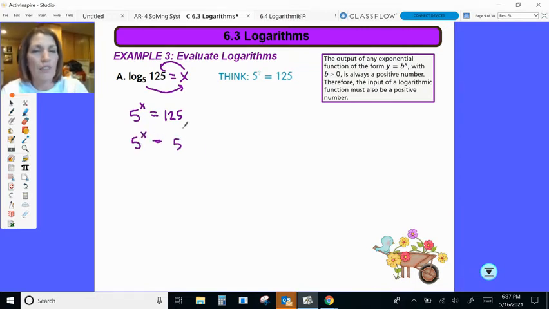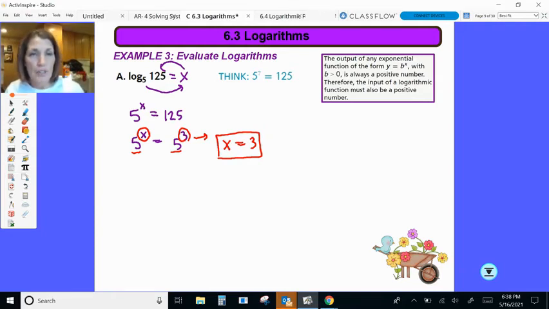I'm going to rewrite 125 as 5 cubed. Once I know that my bases are equal, then I know that my exponents must be equal. So now x equals 3, and that must be the third power. So log base 5 of 125 is 3. I can even rewrite this and say log base 5 of 125 equals 3, since 5 cubed is 125.